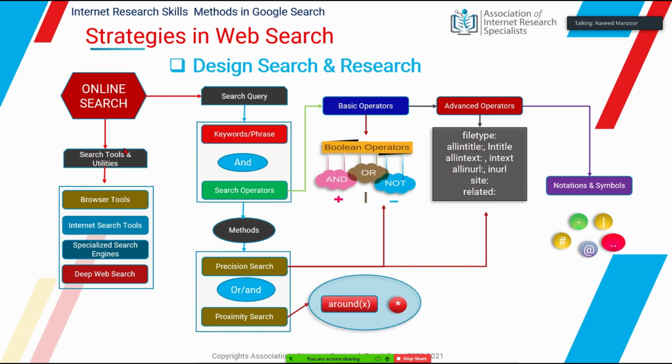One of the things, or two of the things rather, that we'd like to split online research into is the building or the skill set that you need for building search queries, and the other one is your ability to use certain search tools and utilities. What is involved in search tools and utilities are the browsers, internet search tools. We talked about it, image search or whatever is actually embedded in the web browser, specialized search engines, deep web search.